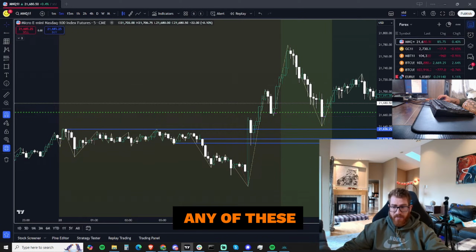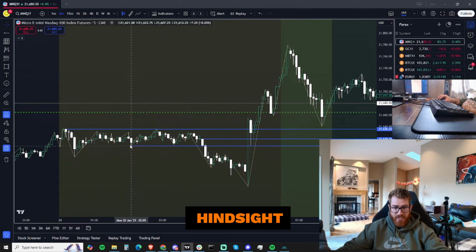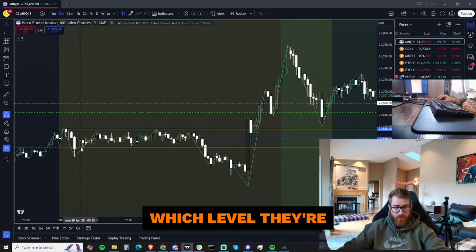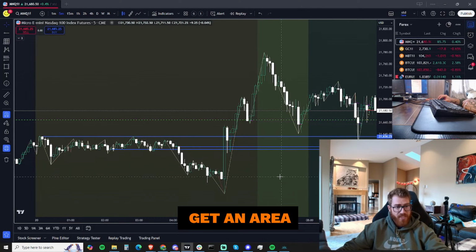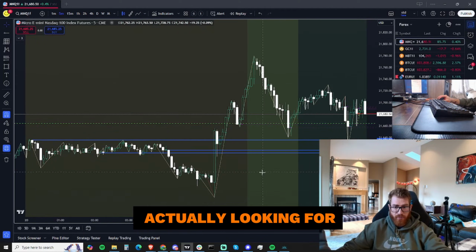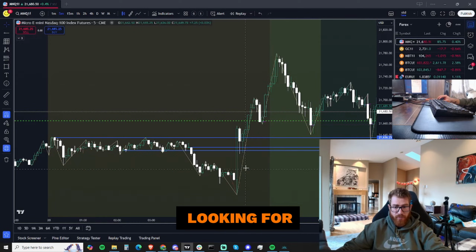You can see any of these levels are possibilities, and you can kind of line them up in hindsight because you never know which level they're going to exactly take. And that's the whole point of this. But you are going to be able to draw levels and get an area of what you're actually looking for. So this is your whole area that you'd be looking for. You would definitely not want to be in this zone, okay?